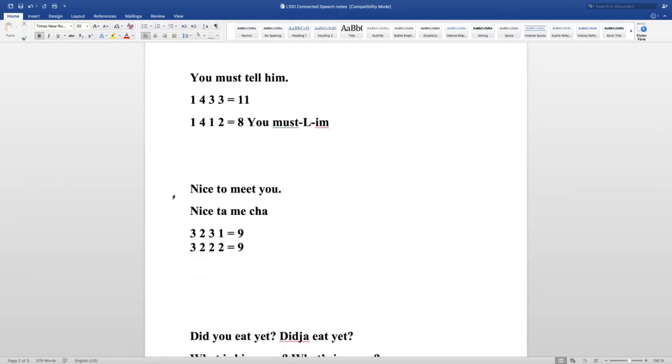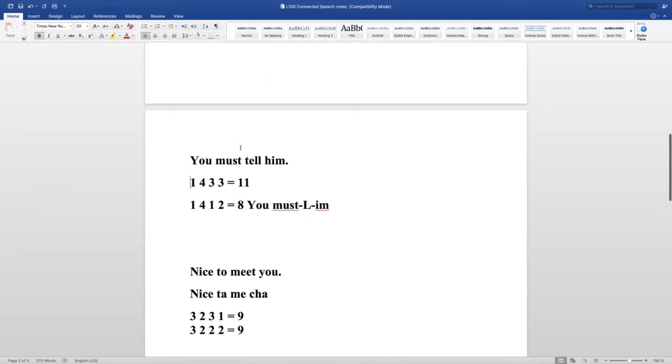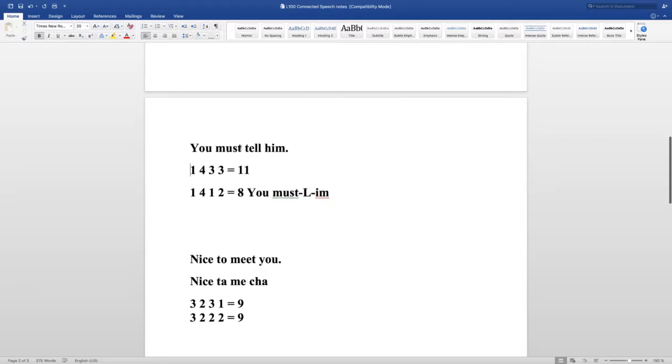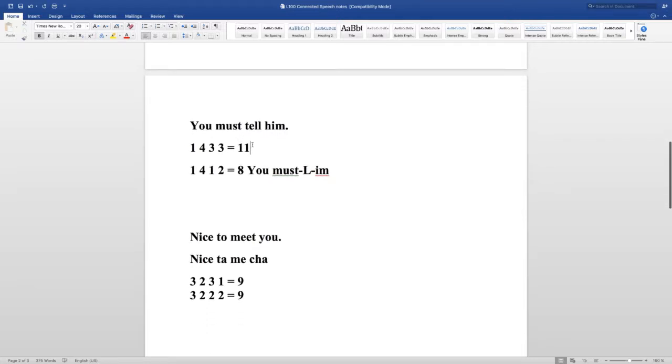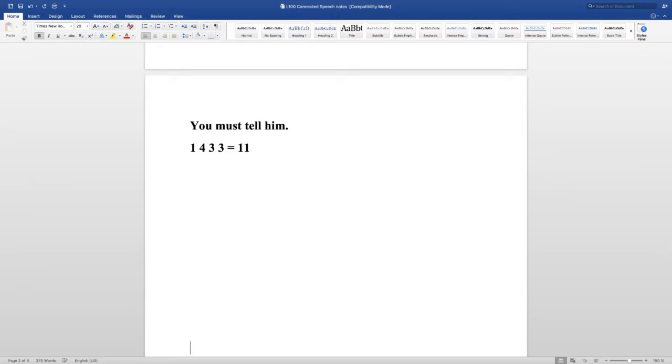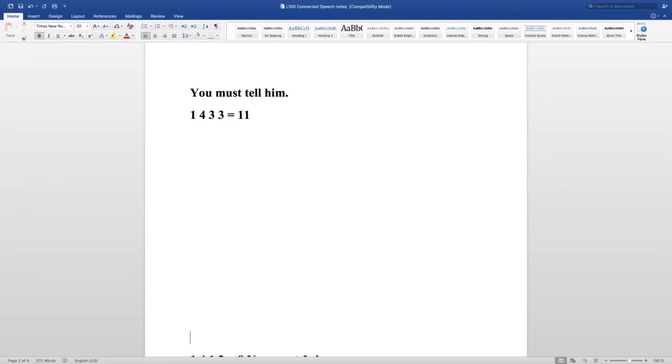So the sounds in this sentence are 11 sounds, okay? Now, what about if I say it in connected speech? If you listen this way: you must tell him. So that's what you would normally hear. You must tell him. You can tell how some sounds have dropped already, right?